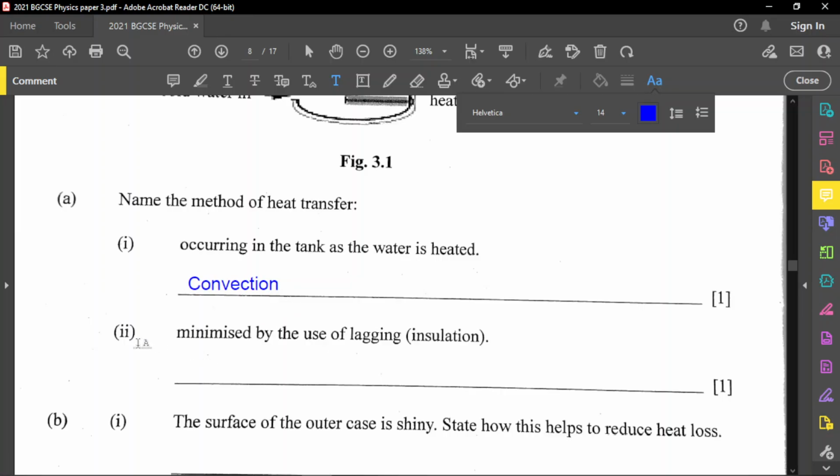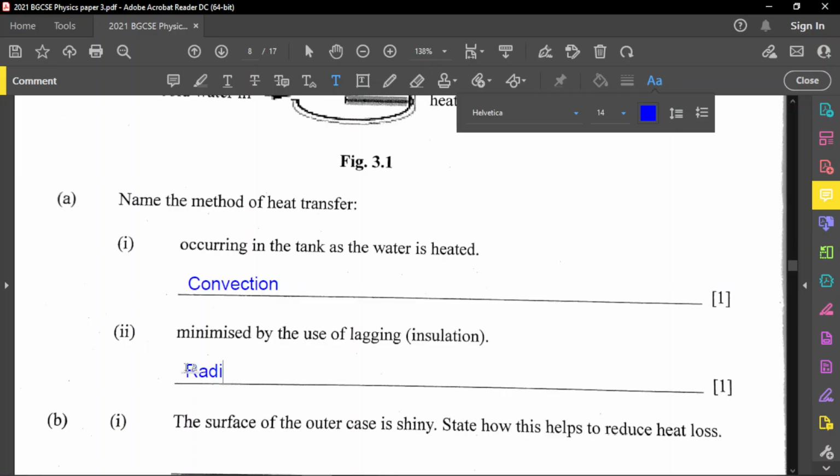All right, so part 2 here now said, name the method of heat transfer that is minimized by the use of the insulation. That's actually what they're asking us. So we're going to name the method of heat transfer that is minimized by the use of the insulation. That is actually radiation.